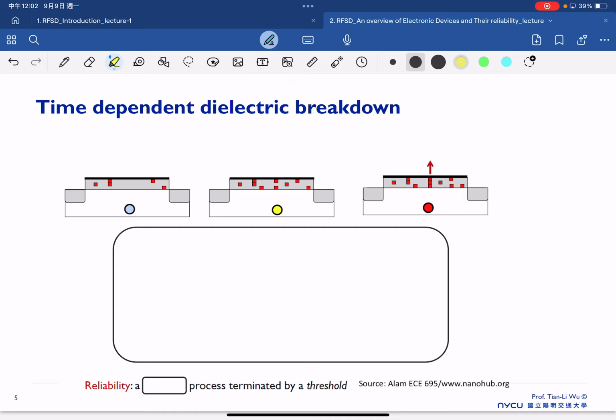And here is one example of how time-dependent degradation can happen. This is the case of time-dependent dielectric breakdown. As you saw in the last slide, we already talked about one failure mechanism, which we call time-dependent dielectric breakdown. The name time-dependent is already obvious, shown in the title of this phenomenon. Time-dependent dielectric breakdown mainly happens when we consider the gate current versus the time.